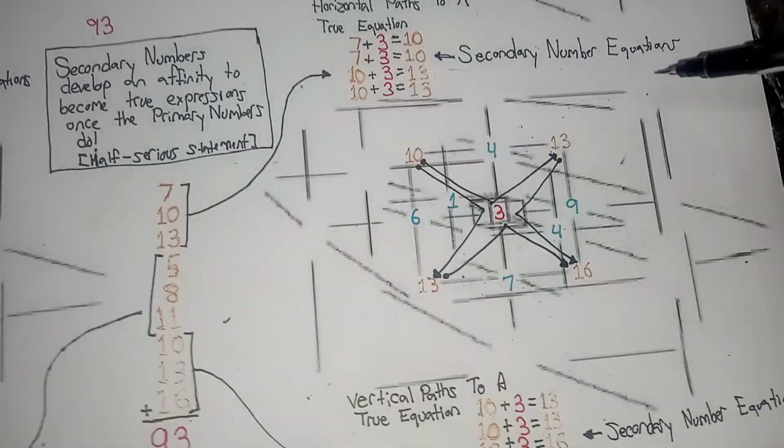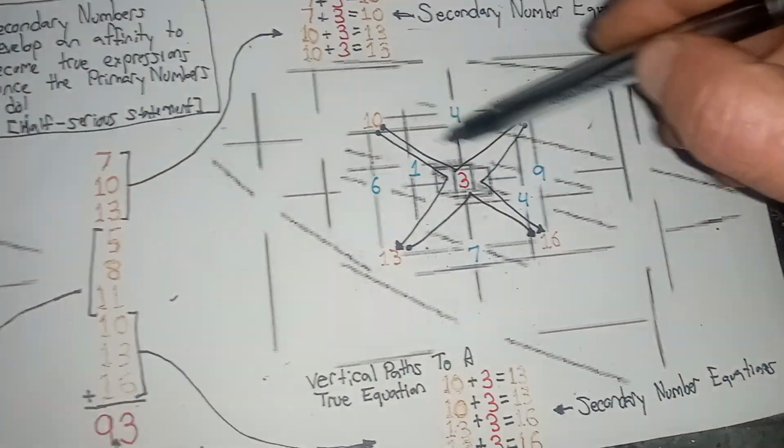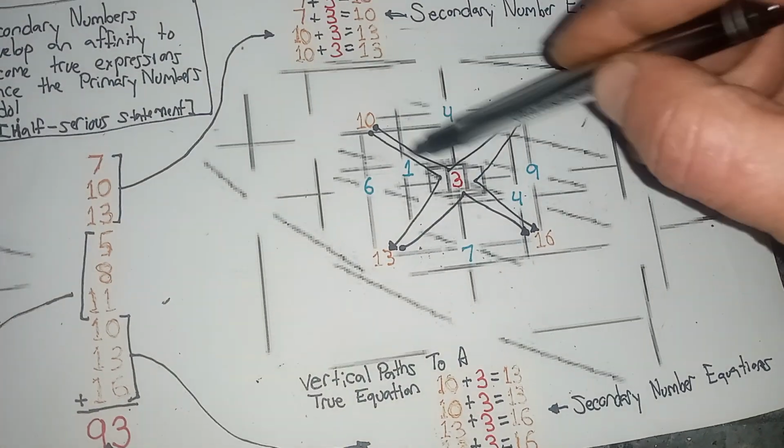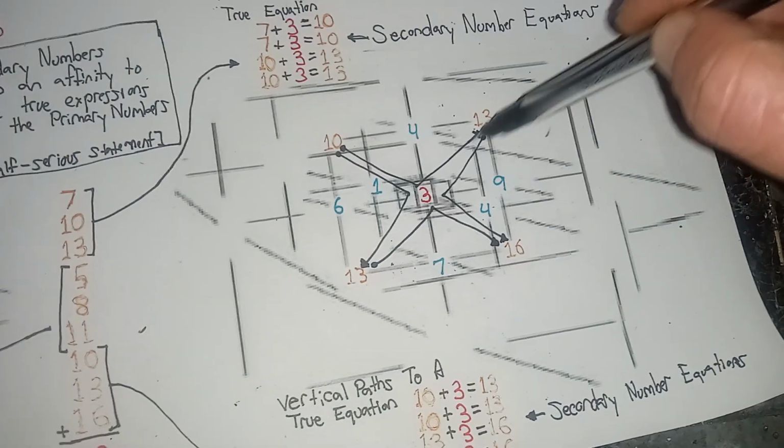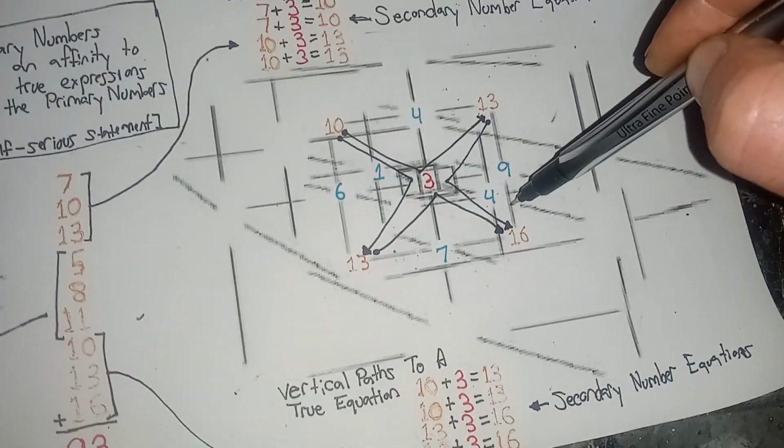And lastly, 10 plus 3 is 13. And 13 plus 3 is 16.